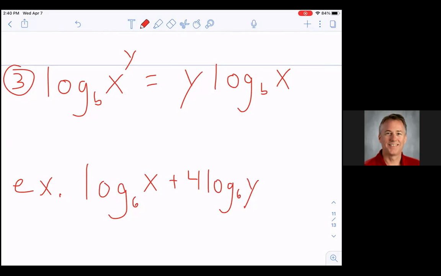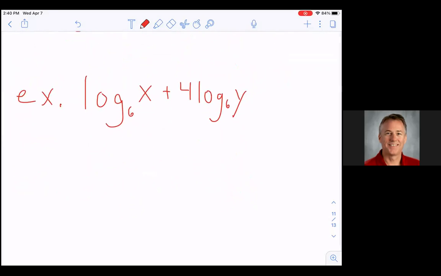All right, now I'm going to do this all in one step. So it's going to be a couple things going on here. Addition means I'm going to turn it into multiplication. Any coefficients mean those are going to become an exponent. So when I combine these, that combines into log base 6 of x times y to the 4th.